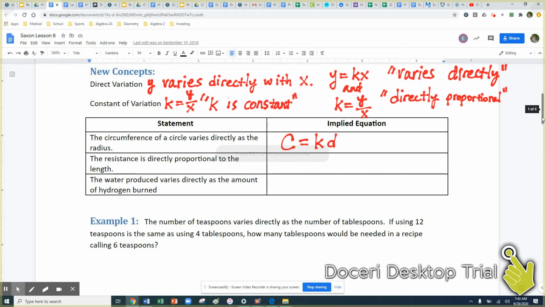Number 2, an electrician's formula, resistance is directly proportional to the length. So resistance, R, is directly proportional to the length. So the longer your wire is that you're putting in, the more resistance that wire is going to have. Number 3, the water produced varies directly as the amount of hydrogen burned. So water, we'll just use W equals K times H.